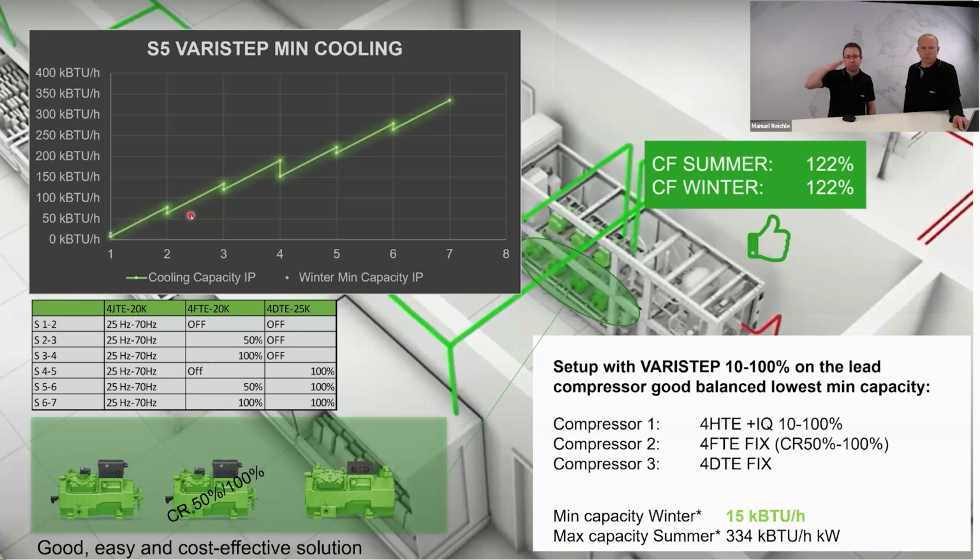And you can gear up until 334 kBTU with only 3 compressors, and you can cover a very, very large range with 3 compressors installed. So this is quite a nice situation. Balancing the system between maximum load and minimum load gets very easy with the VARISTEP due to the range of the 10 to 100% of the lead compressor.